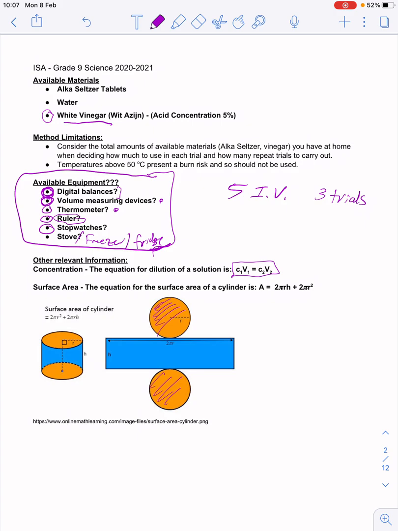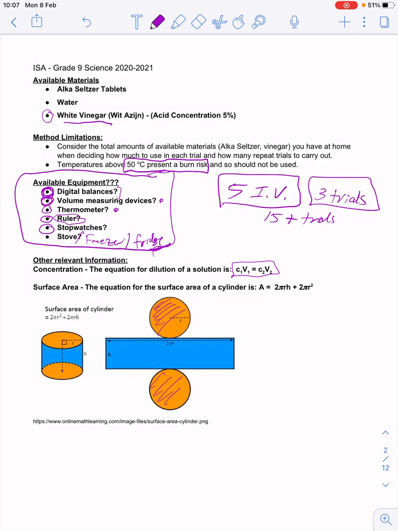If you use up all of your tablets before you really start your data collection, then you're going to have to wait to order more. So you're looking at 15 plus trials. Obviously, this is a minimum. You are welcome to test more than 5 independent variable values, and you are encouraged to do more than 3 repeats to strengthen your results. Another limitation is if you do choose temperature, we're going to ask that you don't go above 50 degrees Celsius, because above 50 degrees Celsius presents a pretty serious burn risk in terms of how hot that water is.